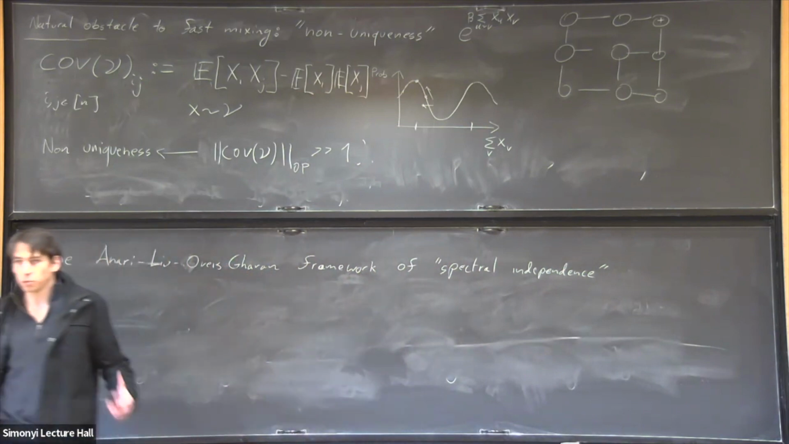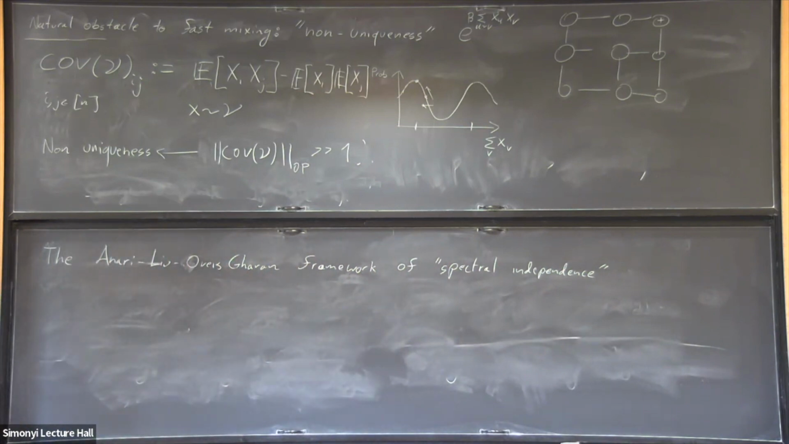Let me tell you what the main thing in the framework is. The main thing is a theorem that gives you sufficient conditions for mixing in terms of these covariances. But it's not enough to just have that the covariance matrix is small. It's pretty easy to actually find counterexamples.